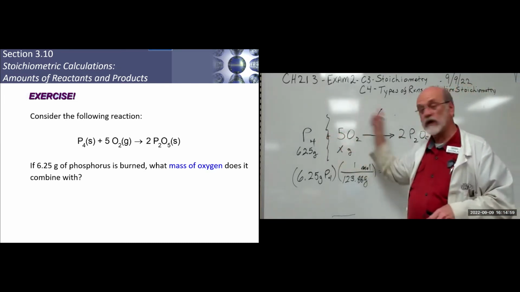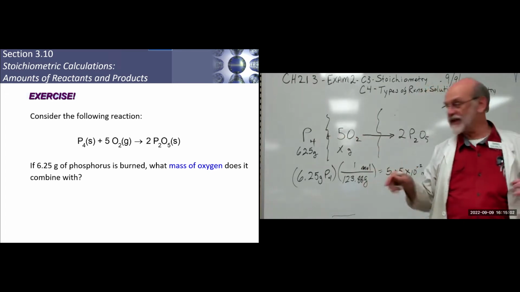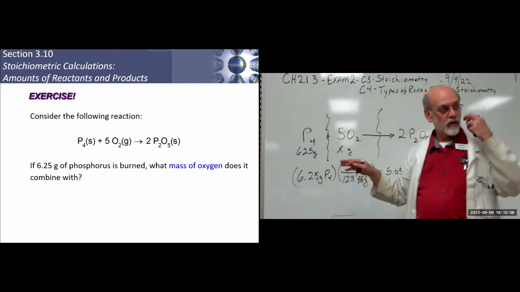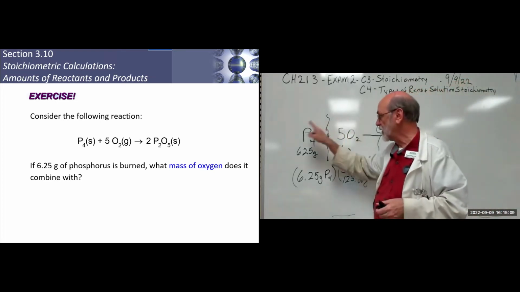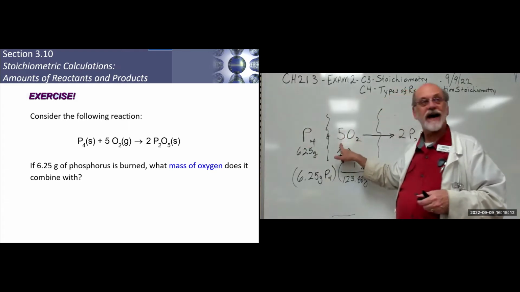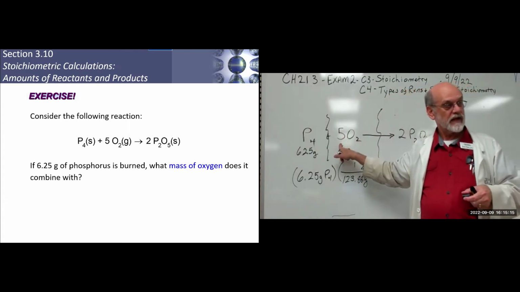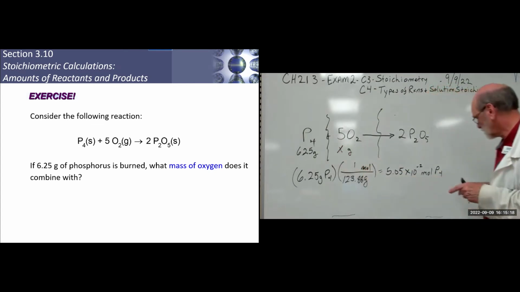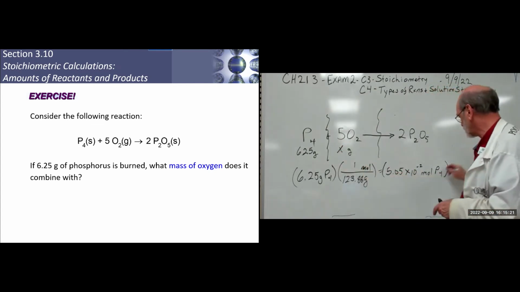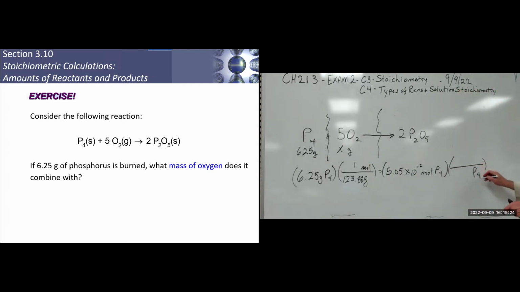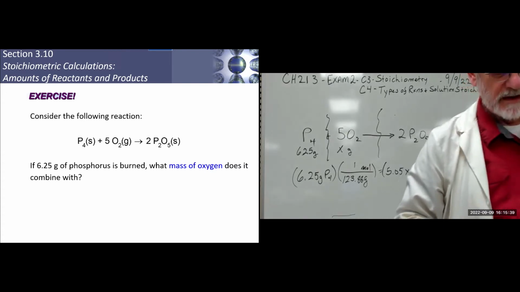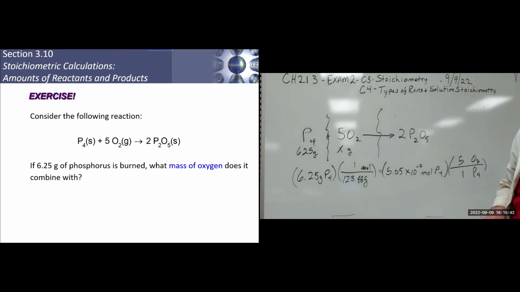Now that we've got moles, we can move. The question is, how do you get from here to here? The ratio of this reaction tells us that for every mole of P4, you need 5 moles of oxygen. That's your conversion factor. If we've got this many moles of P4, the ratio is 1 of those to 5 of those. Okay? So multiply 5 times that, and I get 2.52 times 10 to the minus 1.